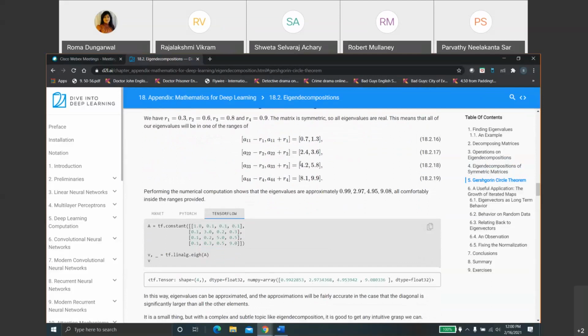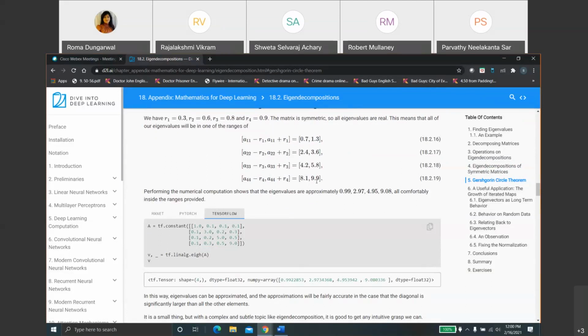2.97 lies between 2.4 and 3.6. 4.95 lies between 4.2 and 5.8. And 9.08 lies between 8.1 and 9.9. Okay, so this theorem gives you an estimate of where the eigenvalues can lie.